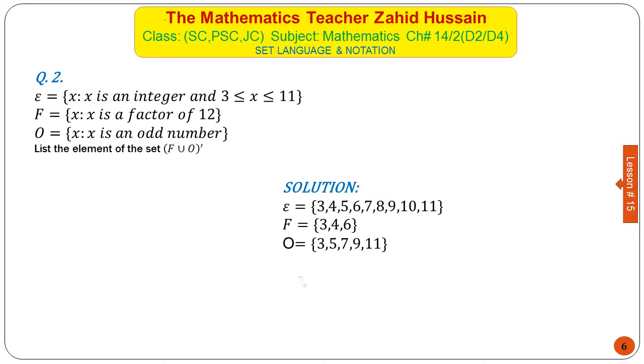Now we will find F union O. F union O means all the elements which are in F or O or both F and O. So, combining these elements, we get F union O. Now we will find its complement: all the elements of the universal set which are not in F union O, and they are 8 and 10. So this is another question which has more than two operations, union and complement.